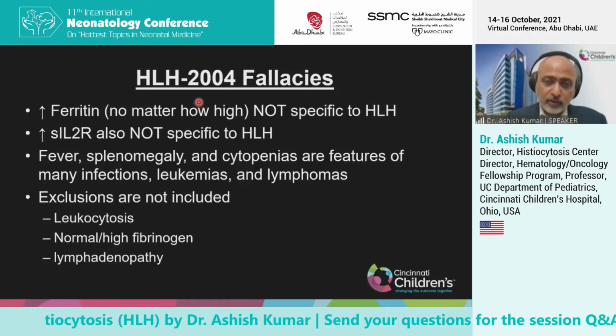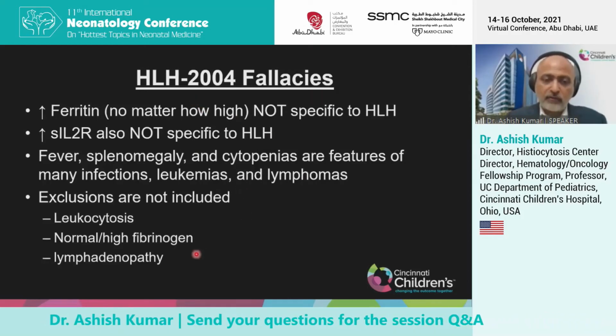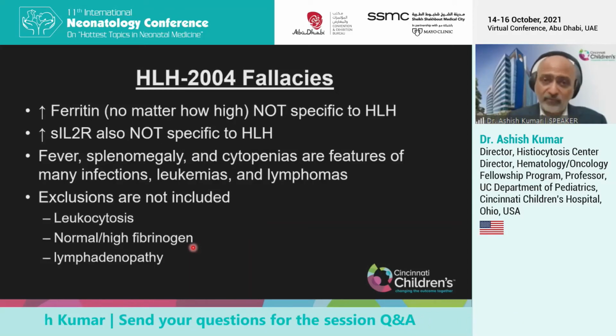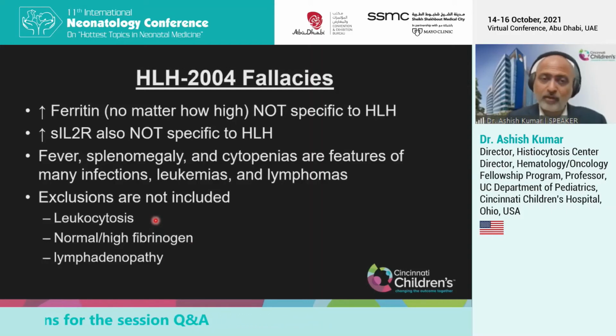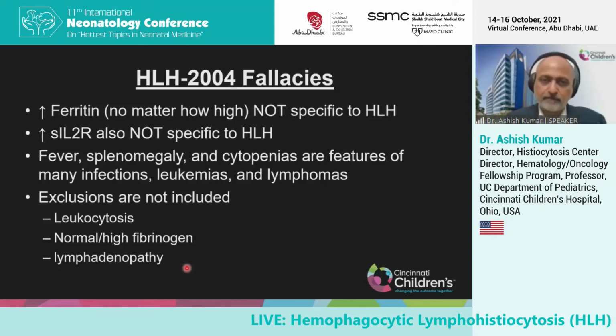In the HLH 2004 criteria, also not included are these challenges: if the fibrinogen is normal or elevated, it is almost never HLH. If you have a high white count, usually it is sepsis or leukemia. But the criteria don't mention that if you have a high white count, it cannot be HLH. And as I showed you by an example, lymphadenopathy is almost never seen in HLH. So if there's a lymphadenopathy, usually we're dealing with something else.